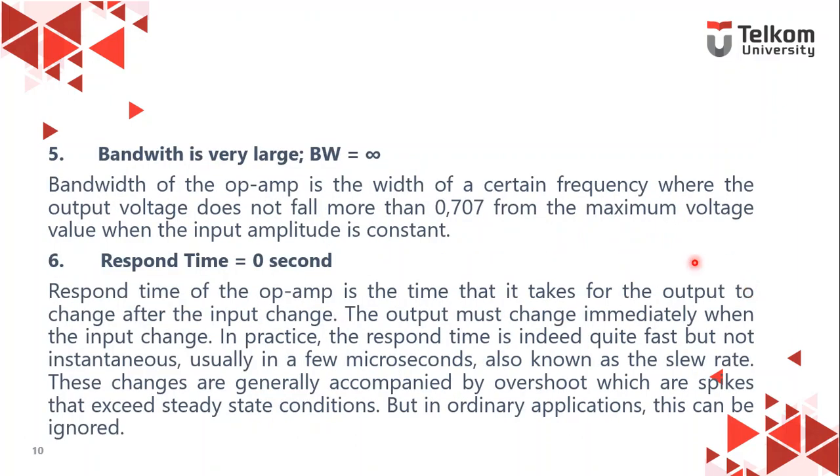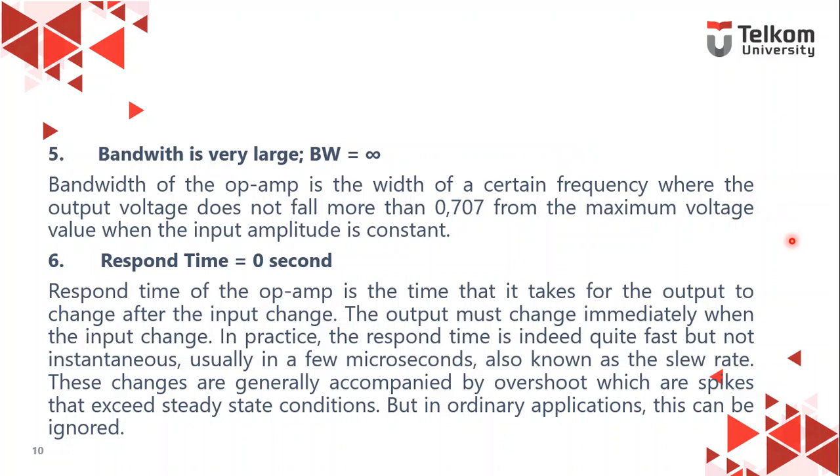Fifth, bandwidth is very large, or BW equals to infinity. Bandwidth of the op-amp is the width of a certain frequency where the output voltage does not fall more than 0.707 from the maximum voltage value when the input amplitude is constant.